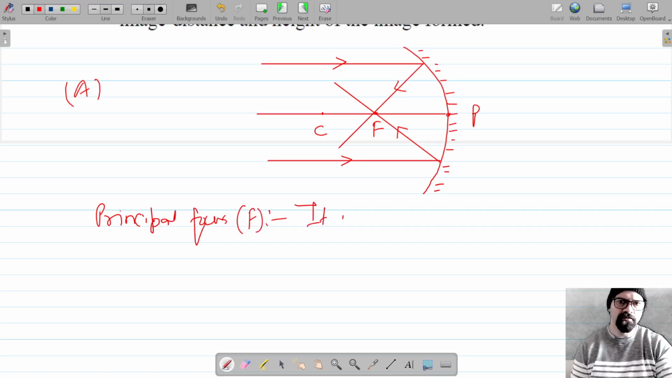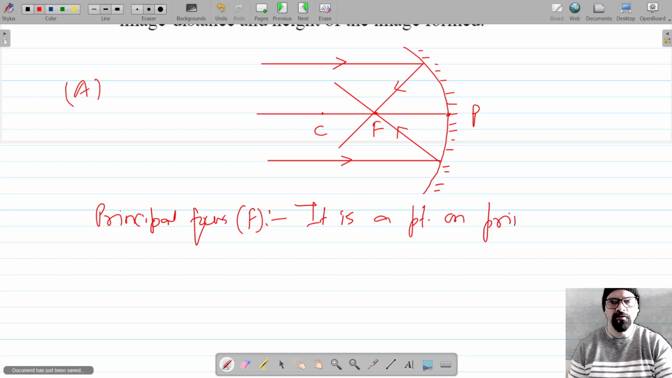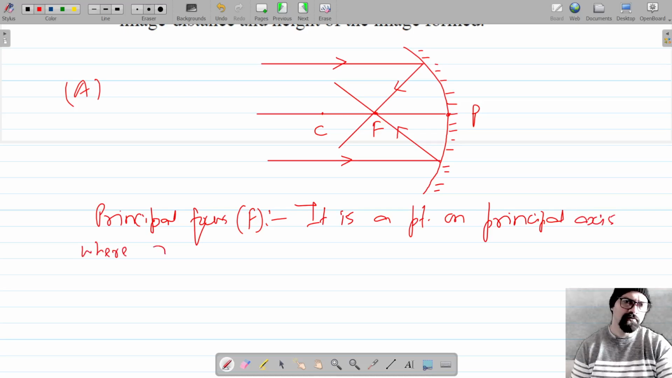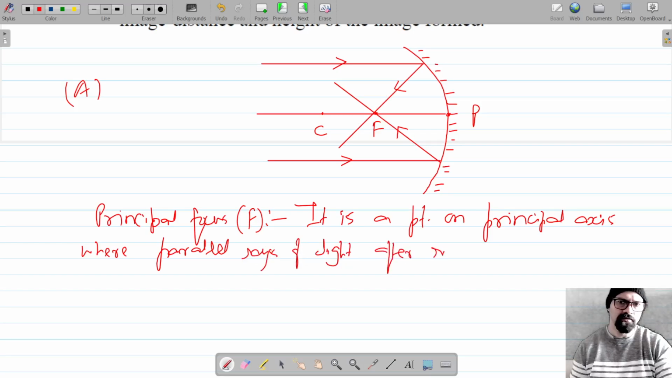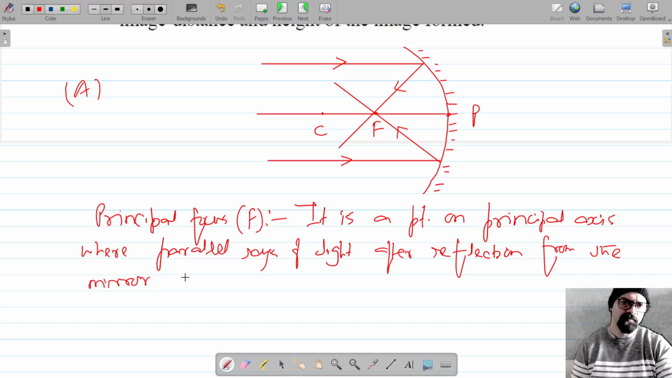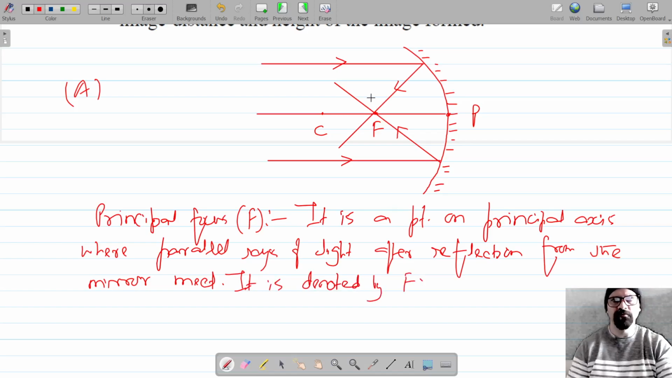So in context of a concave mirror, it is a point on the principal axis where parallel rays of light meet after reflection from the mirror, and it is denoted by capital letter F. So this is the principal focus.